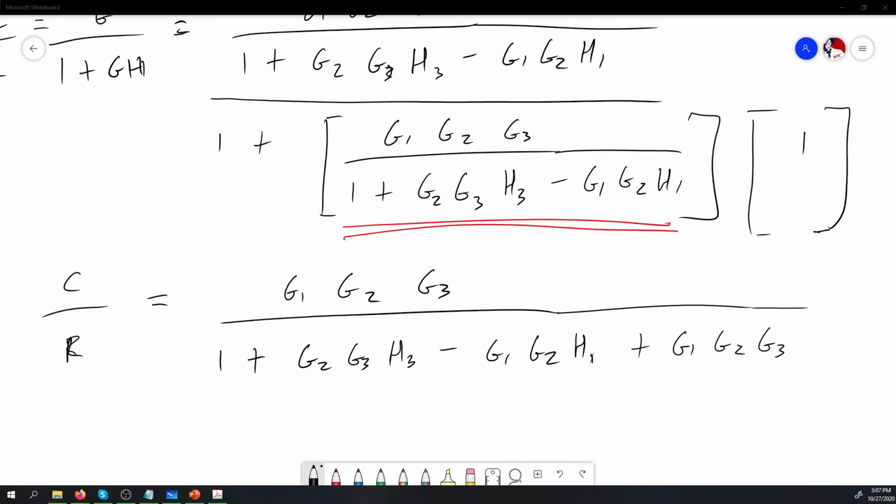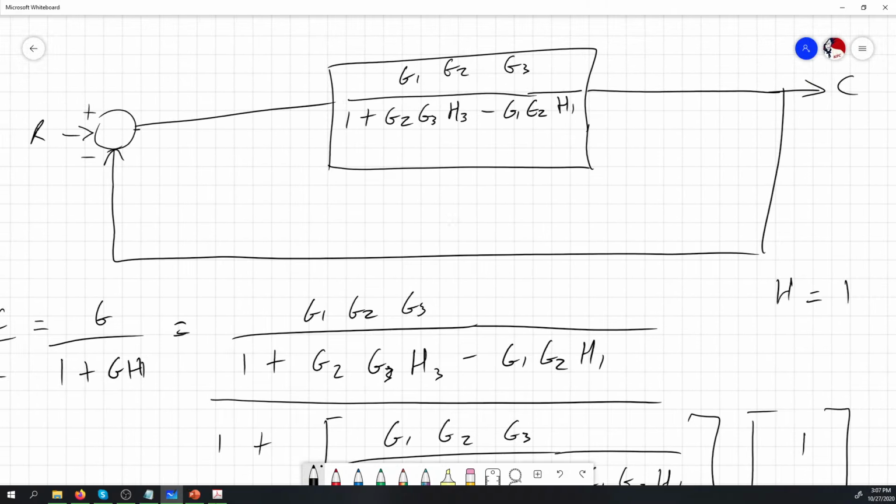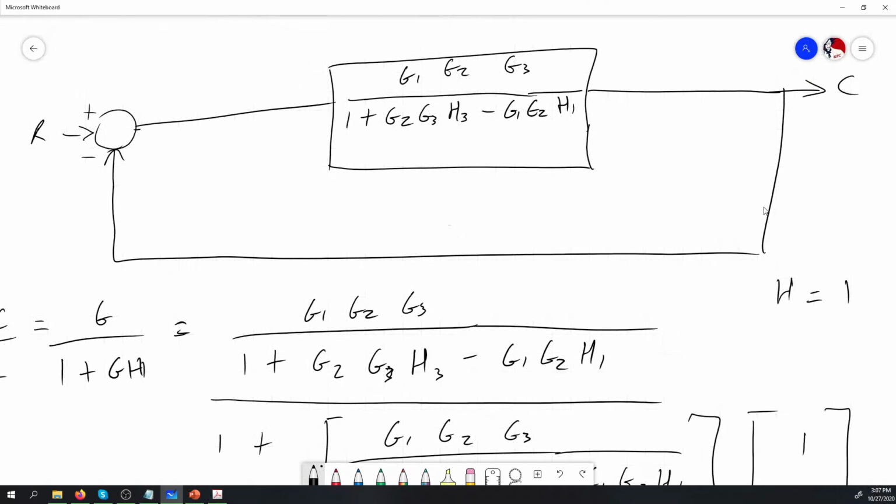So when the denominator is 1 plus G of H, that's a negative feedback system. And when the denominator is 1 minus G of H, that's going to be a positive feedback system. You can see straight from the diagram here that the feedback line going from the output to the input has a sign at the summation junction that is negative. So this is going to be a negative feedback system.